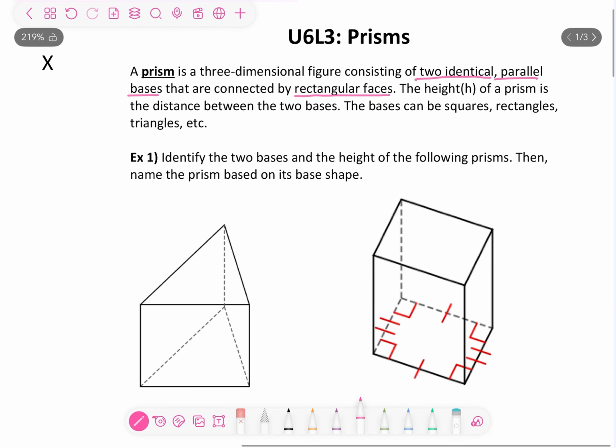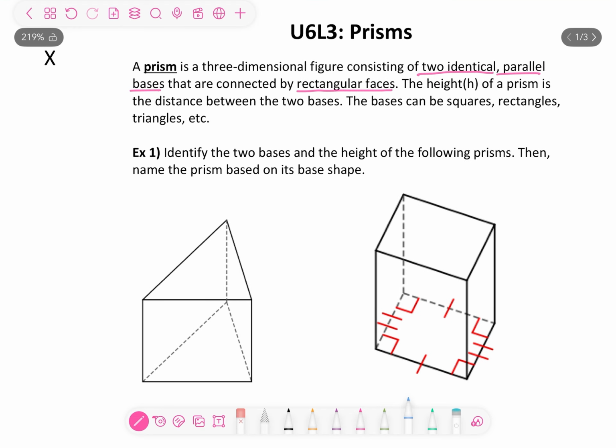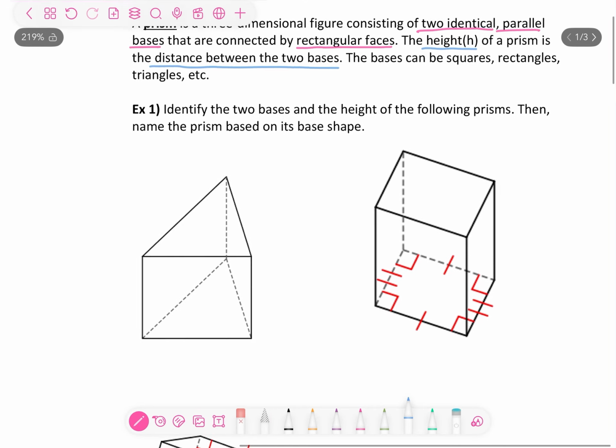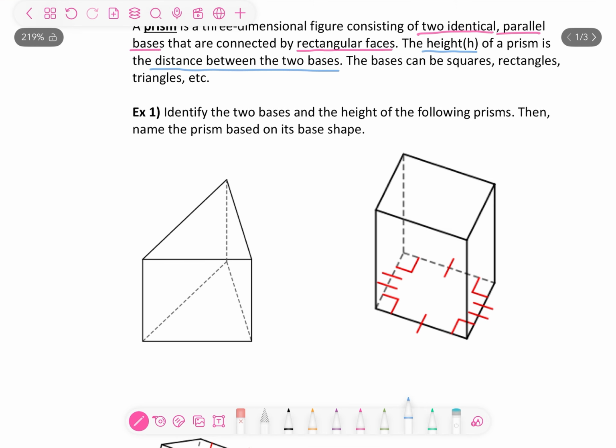Oh, and the height. I forgot to mention that part. The height is always going to be the distance between the two bases, no matter how the figure itself is oriented. So we're going to identify the two bases, what shape they are, and then identify the height as well, and then we can name the prism based on its base shape. All right, perfect.